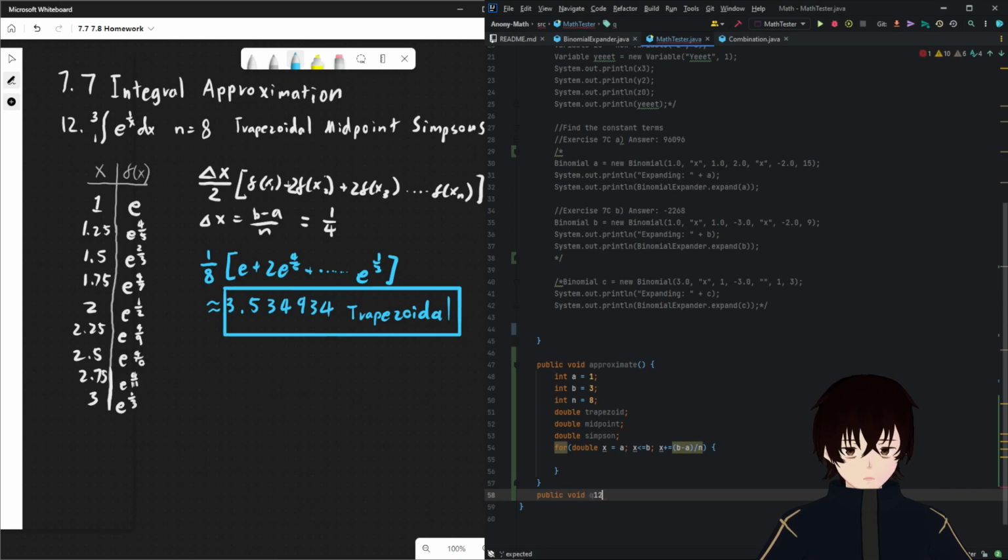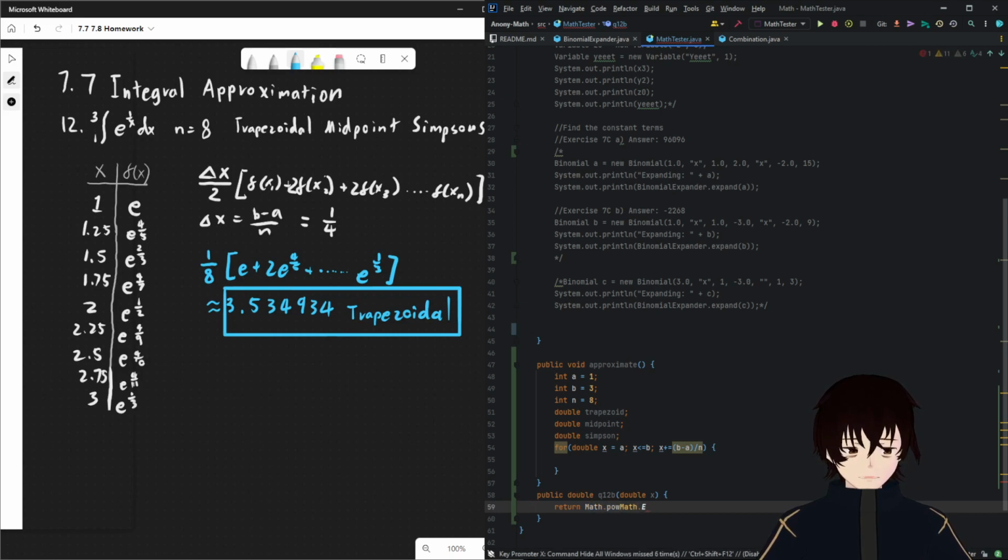Public void Q12B, and we want to take a double X, and instead of void we return a double. We return, what is it? Math dot E. Math dot pow of E to the power of 1 over X. Let's see. Trapezoid. These should all default to 0.